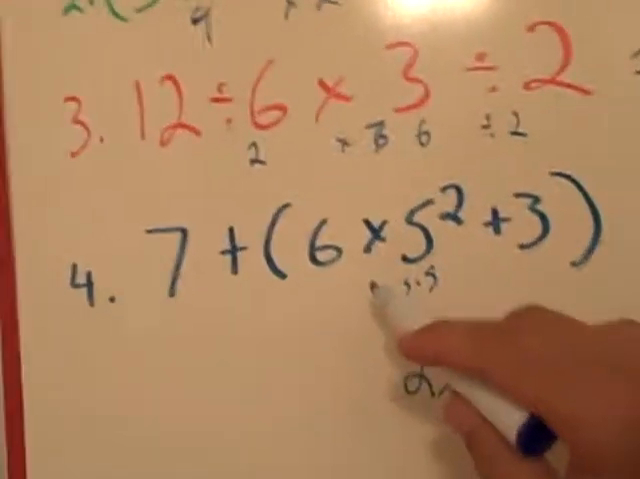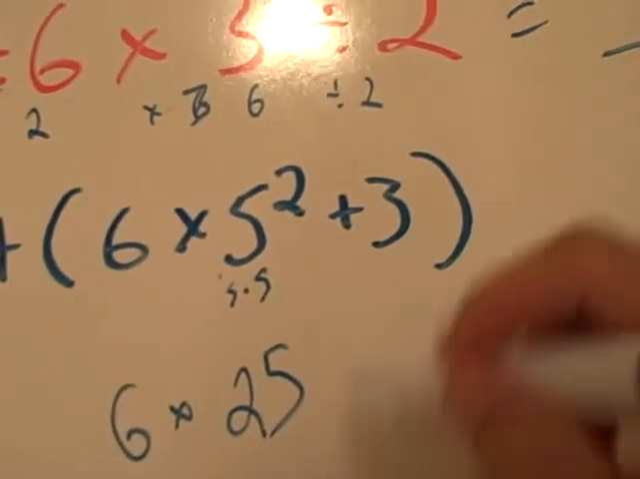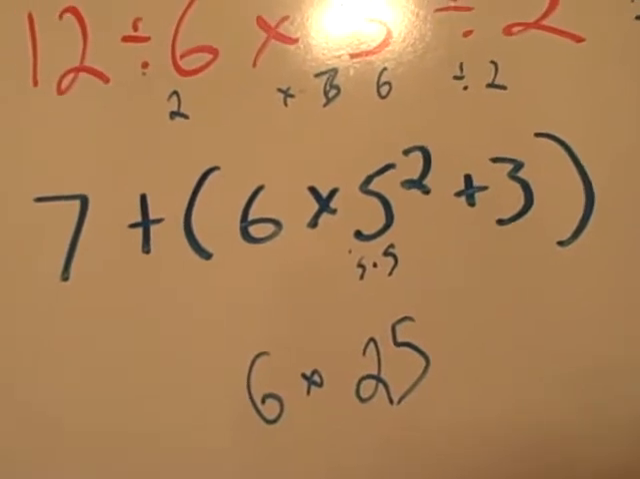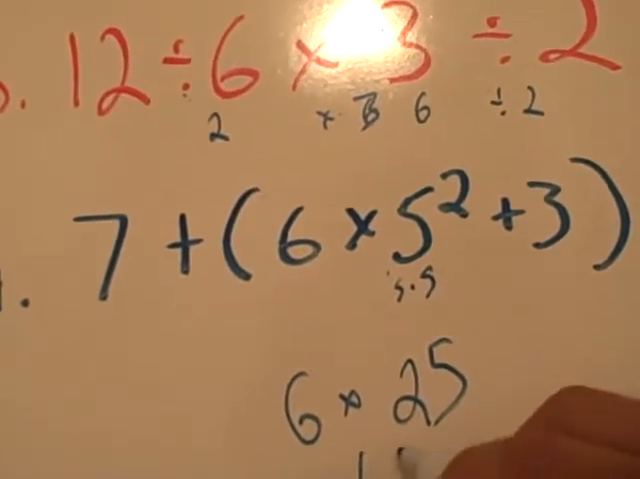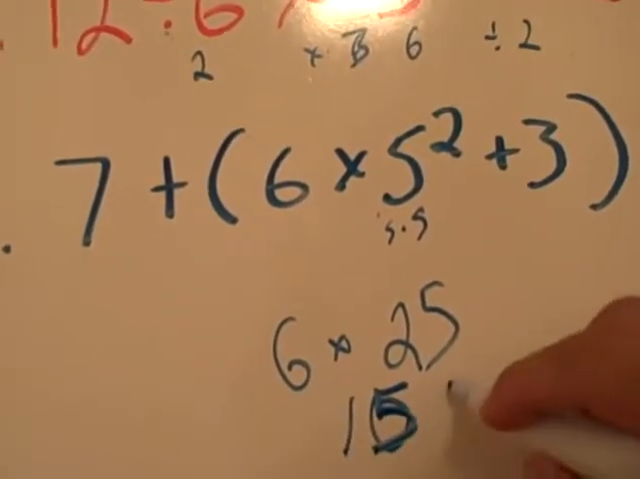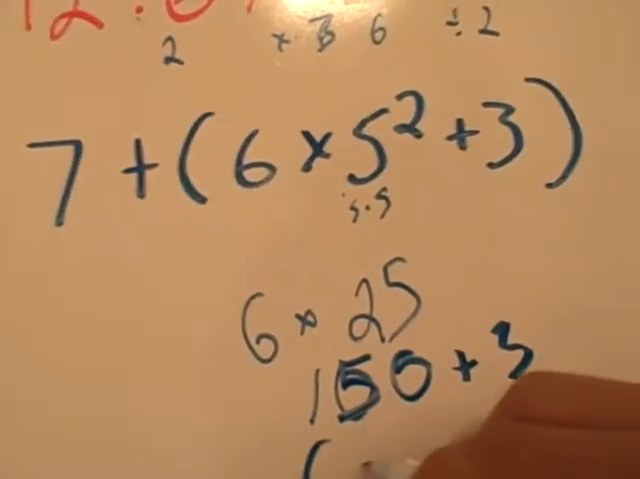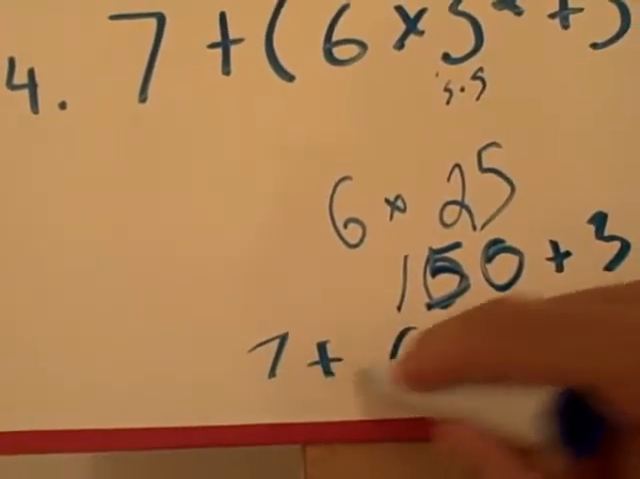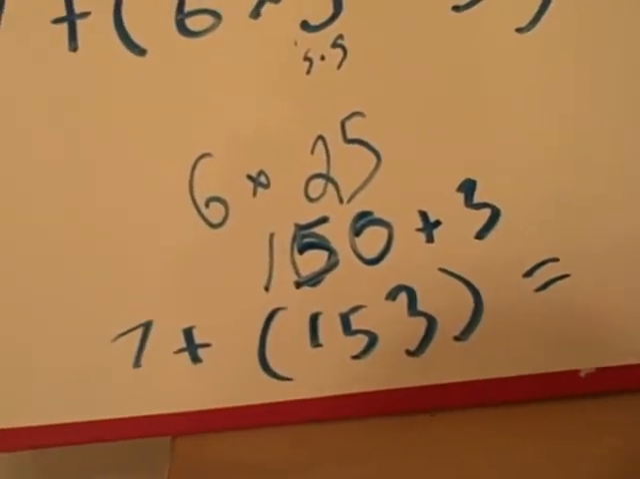Now I have a multiplication problem. I have to do this before I do the addition. So 25 times 6, that's like 4 quarters is 100, and 2 more quarters is 50, so that's 150. Now I can add 3, and inside the parentheses I get 153, and outside the parentheses I have a 7. What's 7 plus 153? 160. And that's my answer.